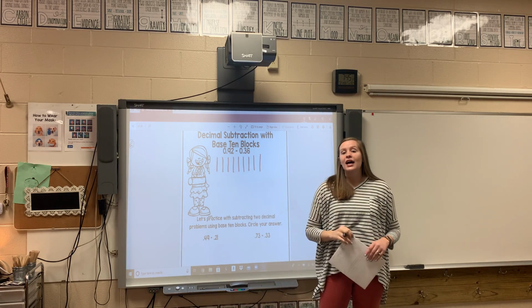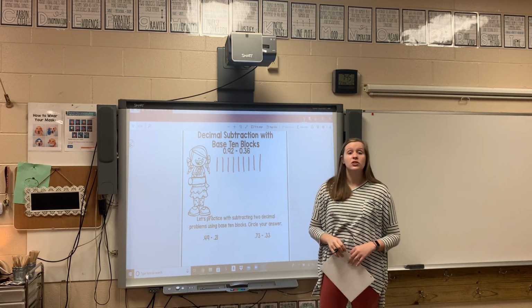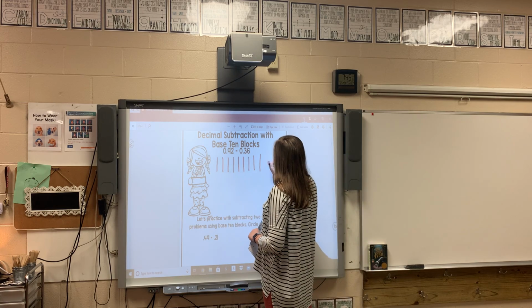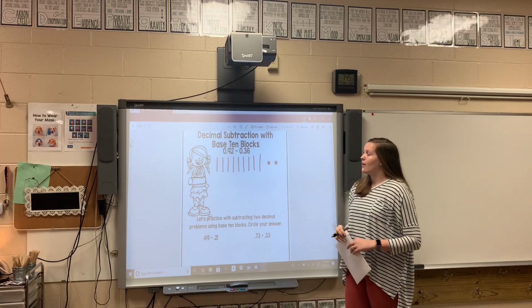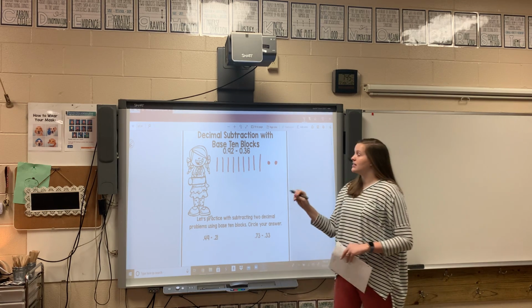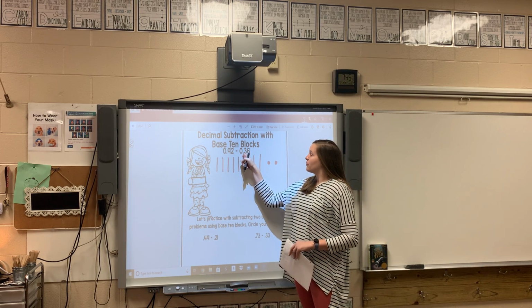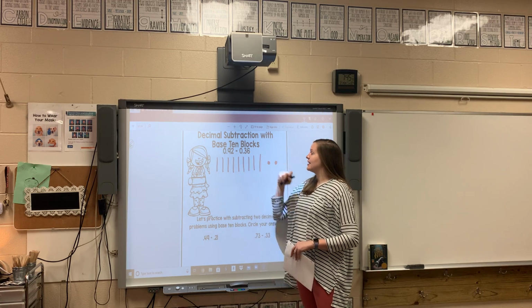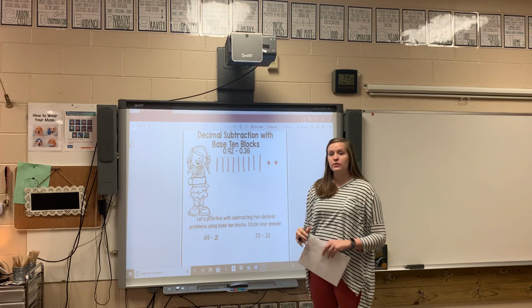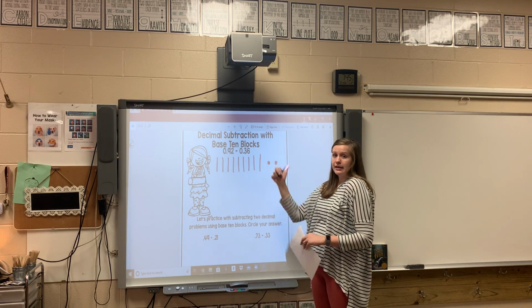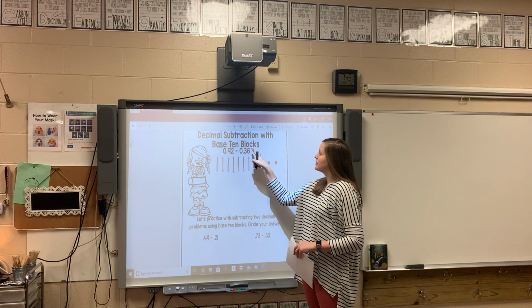How many hundredths do I have? 2. So 1, 2 hundredths, okay? Now, I need to cross out or take away 3 tenths and 6 hundredths. I start with my hundredths because when you subtract, what side do you start on? The right. So we're going to start with 6 hundredths.